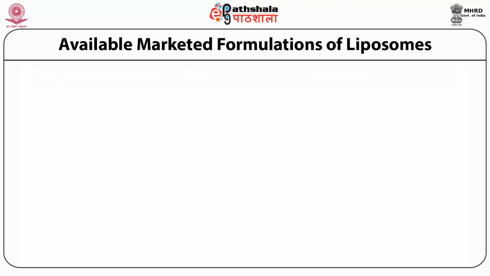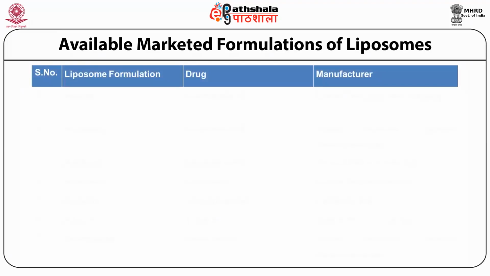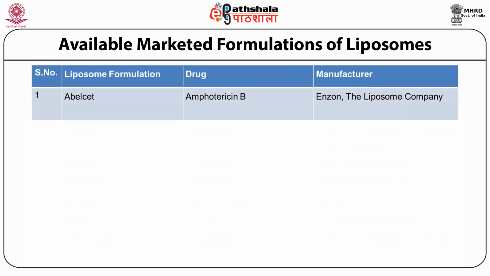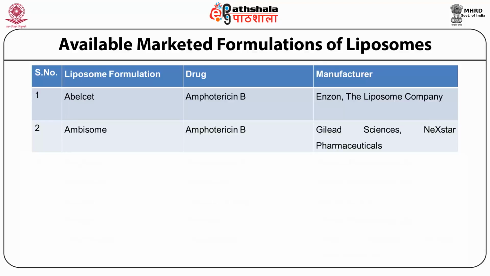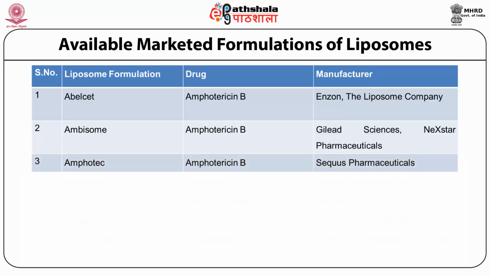Available marketed formulations of liposomes. There are several examples of drugs which are available in the market as liposomal formulations. For example, amphotericin B is available by the name Abelcet by the company Enzon, which is a liposome company. Another brand name is AmBisome by Gilead Sciences or NeXstar Pharmaceuticals. Another name is Amphotec by Sequus Pharmaceuticals.